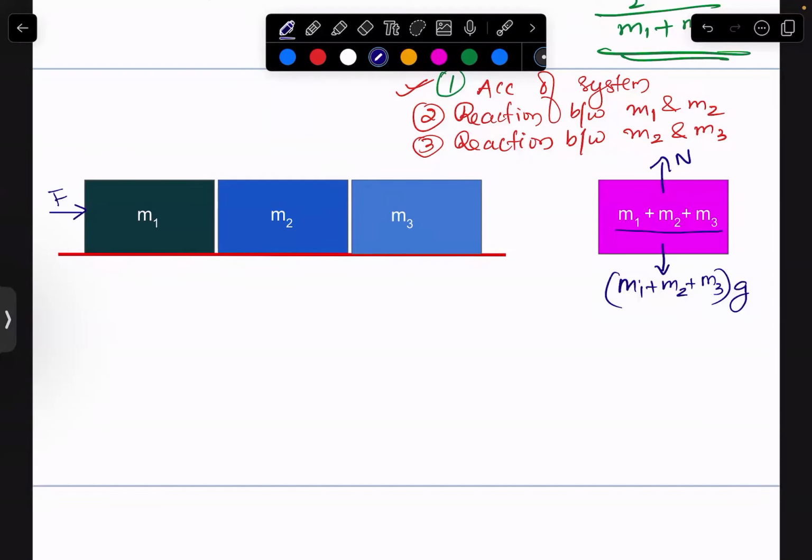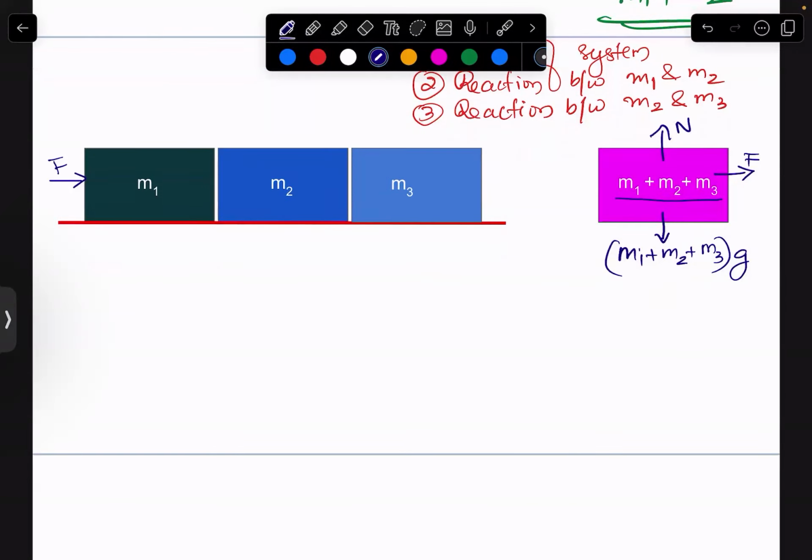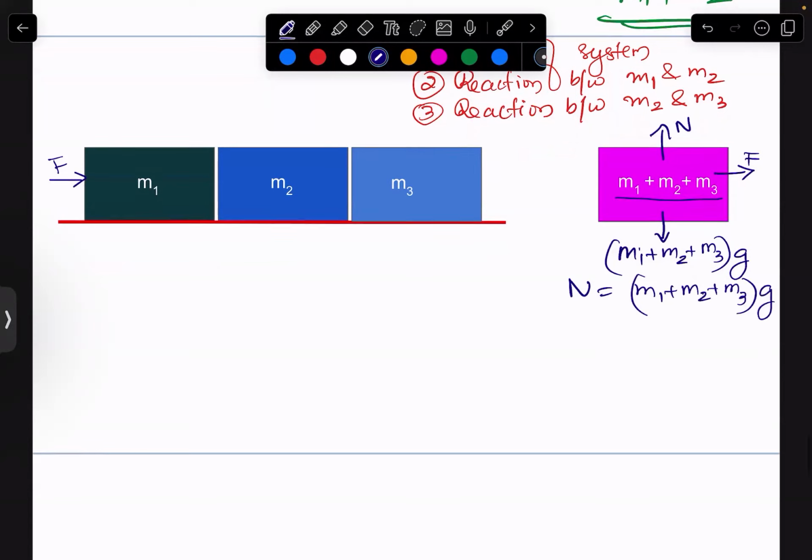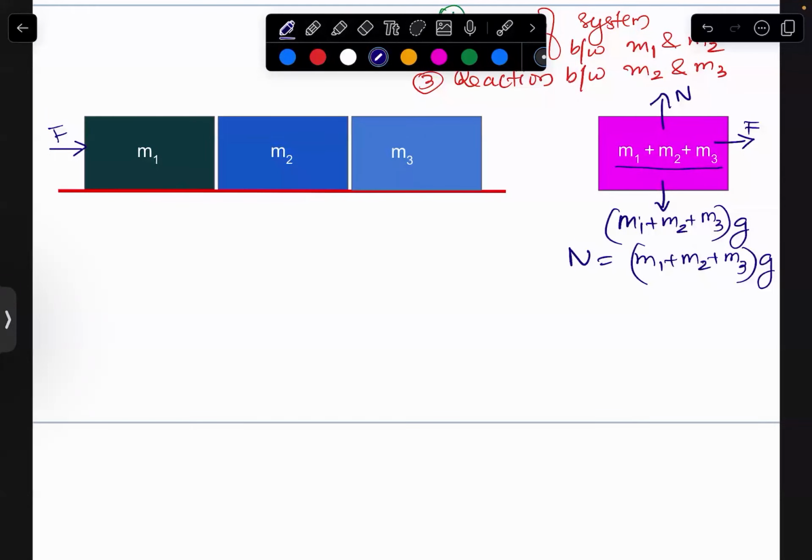Now we want to see the acceleration, right? So this F is acting on the system towards the right direction. In vertical components, N equals m1 plus m2 plus m3 times g. So we got the normal reaction. We are not concerned about that now.